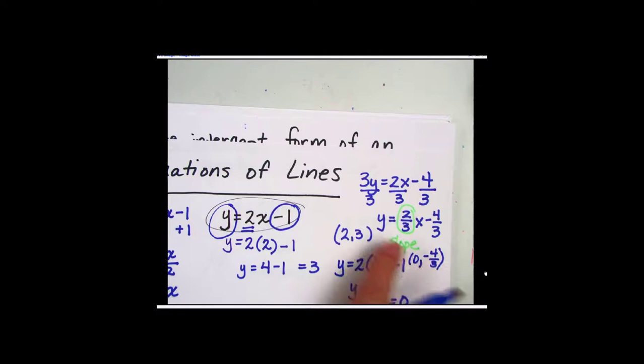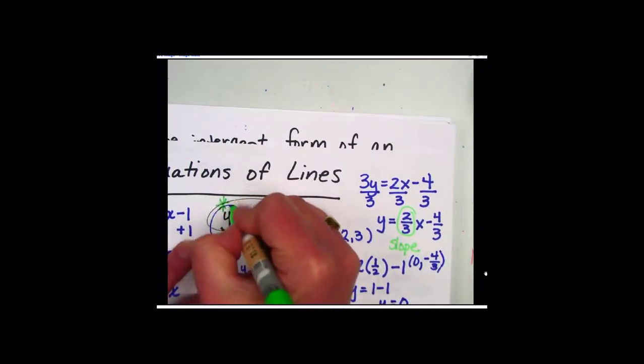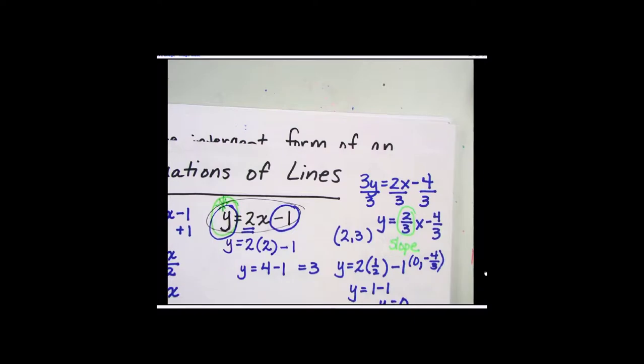Okay, so the watch out here is before we start reading off the slope and the y-intercept, we have to have it in slope-intercept form. And the key thing about slope-intercept form is that y is isolated all by itself. It can't have another term over here, and it can't have a number in front of it.